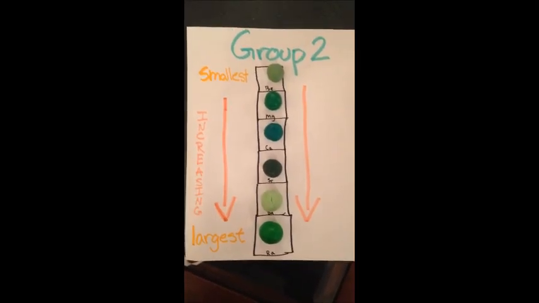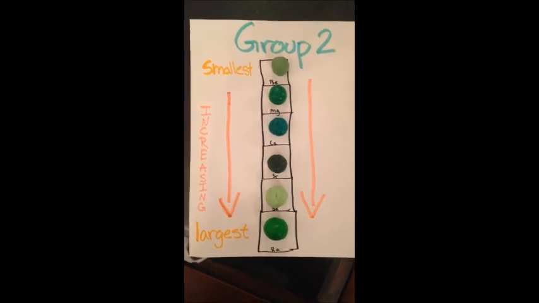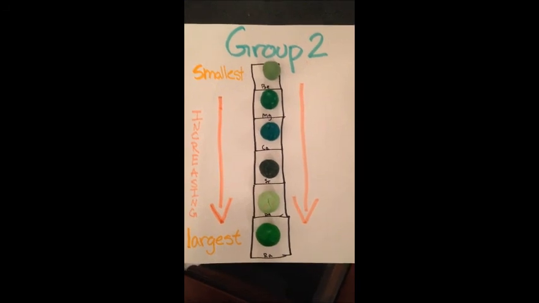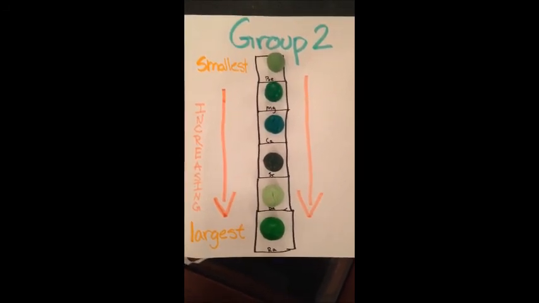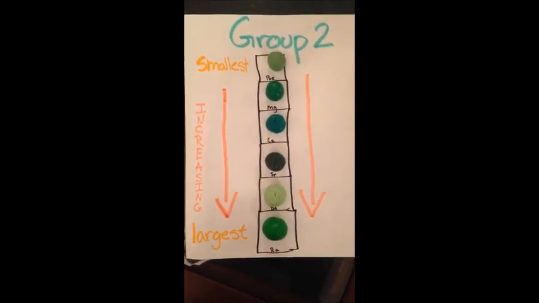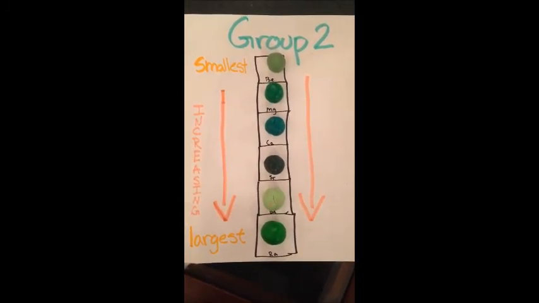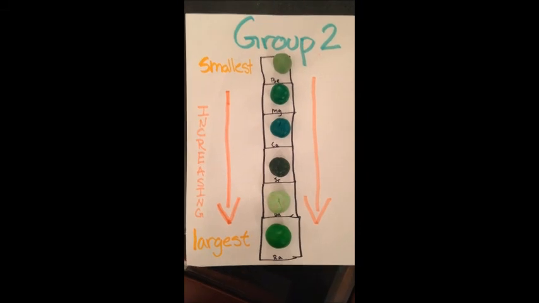As you can see, the elements in group 2 of the periodic table, beryllium, magnesium, calcium, strontium, barium, and radium, all have atomic radii that increase as you go from the top to the bottom.